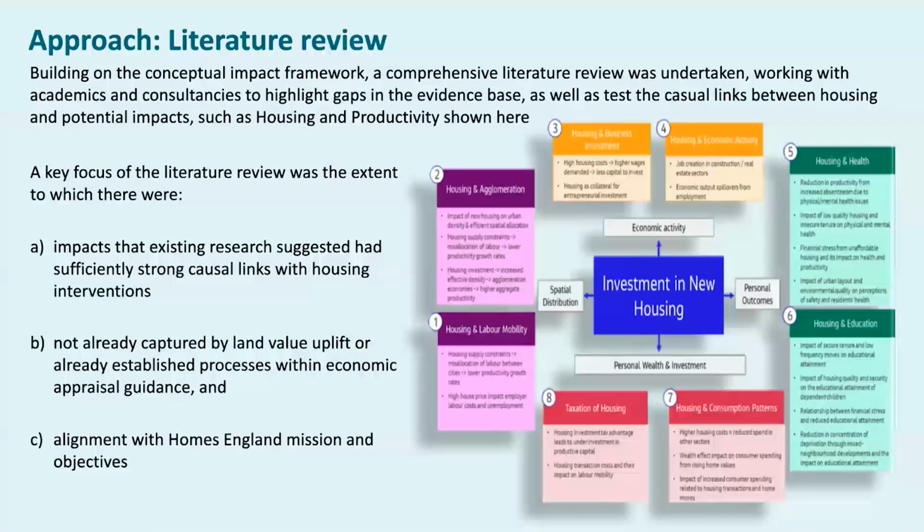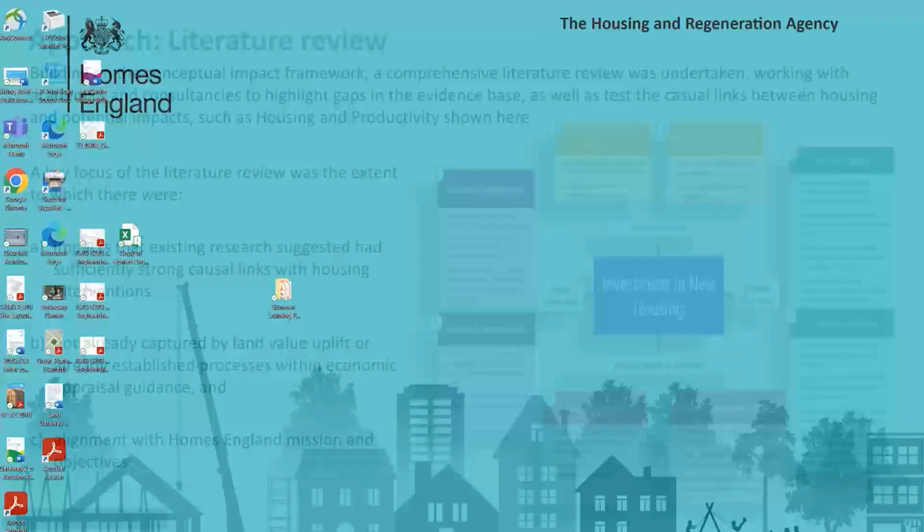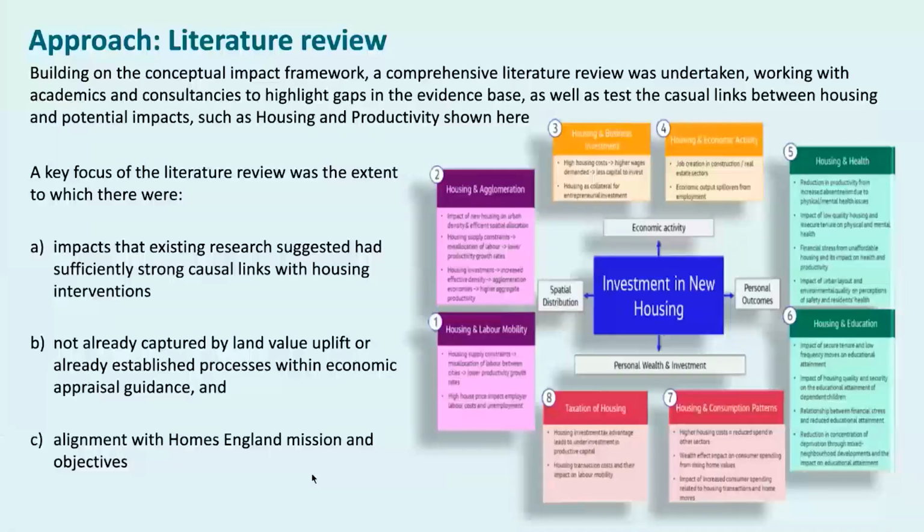A key part of this has been a comprehensive literature review, working with academics and consultancies to highlight where indeed the gaps lie in the evidence base. The example that's up on the slides relates to housing and productivity, so drawing out some of the ways in which housing can support productivity growth, and that's very much a live conversation we're having with colleagues in the Treasury at the moment. But across the different areas of impact, we have sought to identify where those strong causal links exist in terms of the provision of new housing, so that we can clearly attribute impacts to our interventions.